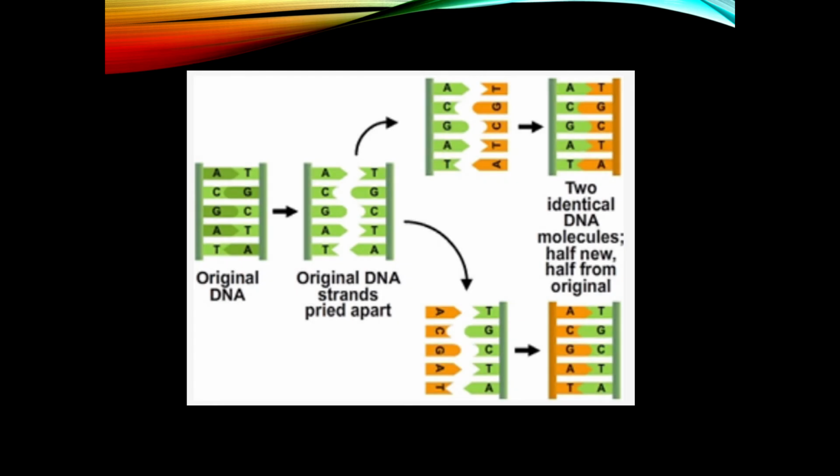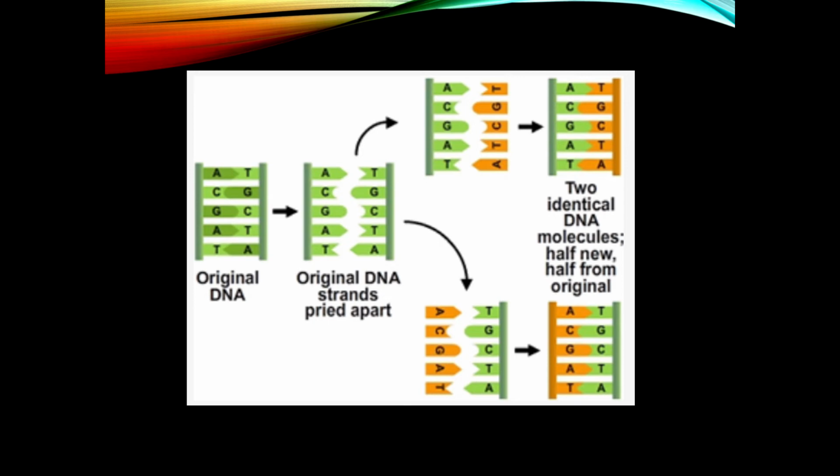Here you have an example of what the replication of DNA looks like. We have the original DNA, so we have our 2 strands of DNA, and also we have several paired bases. As you can notice, adenine is always going to pair up with thymine, so A is always going to be with T. And cytosine is always going to be with guanine, so C is always going to be with G.